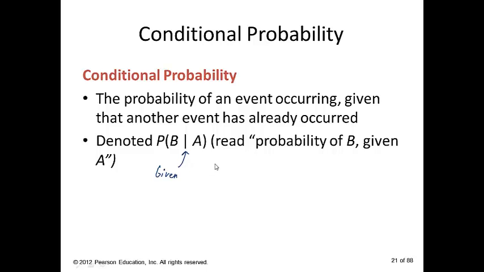So example, the probability that I will carry an umbrella today, given it rained last night. So we're trying to determine the probability of me carrying an umbrella, given that something happened last night. What was it? The rain.